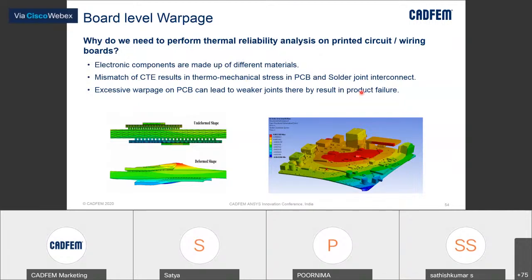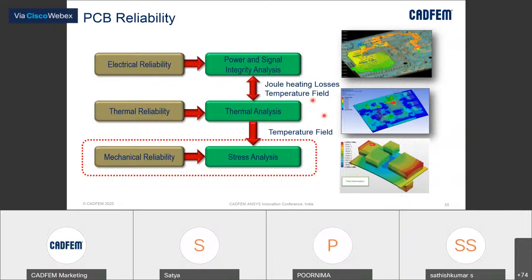The stress will be created at different solder joints or the interconnects, and excessive warpage can lead to weaker joints. Because there are multiple layers, the bending at different locations will create mechanical stress at the different solder joints. This bending effect will then bend the structures in a very random manner, and finally this leads to the mechanical reliability.